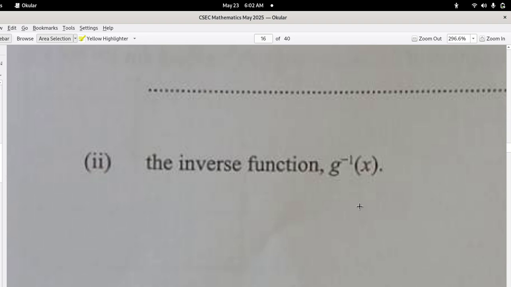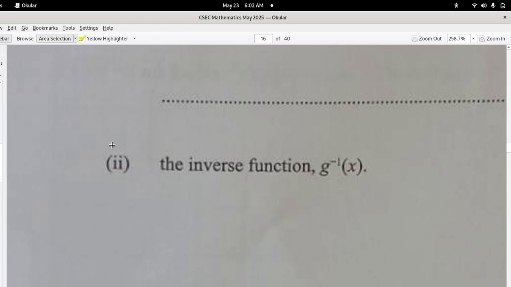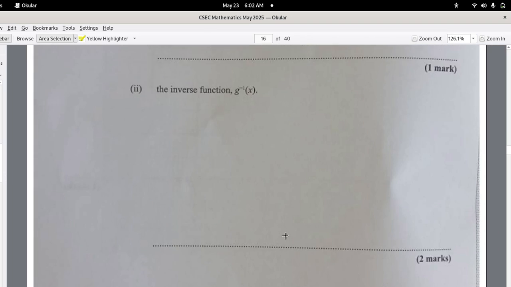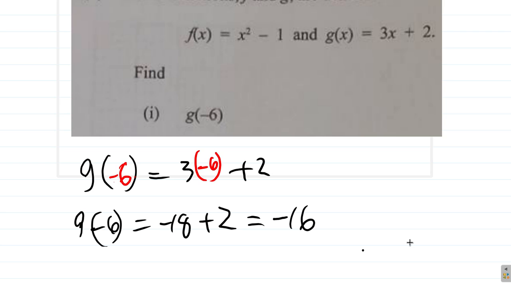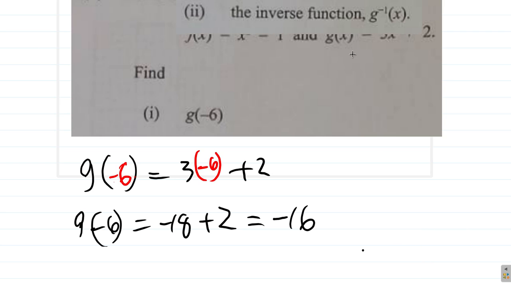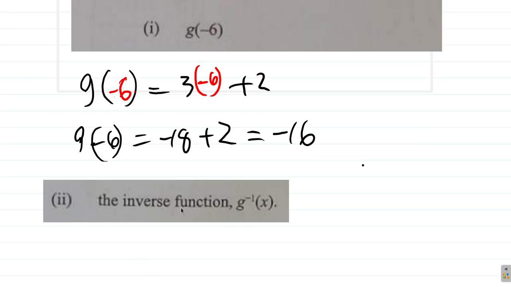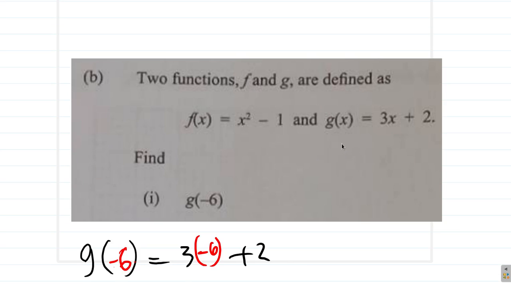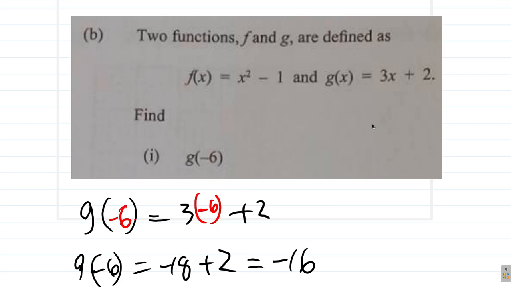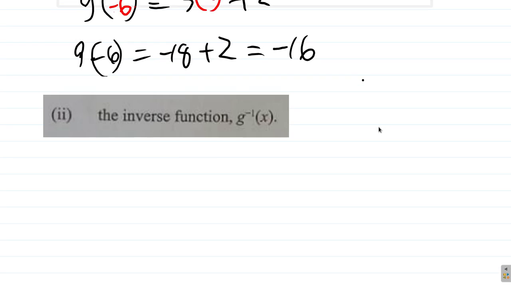Now you must find the inverse function g inverse of x. By the way, this is how many marks? 2 marks. 1 mark for the first one, 2 marks for this one. That means you're going to have to do more work. 1 more mark, you do more work. The inverse function, g inverse of x. So g of x is equal to 3x plus 2.